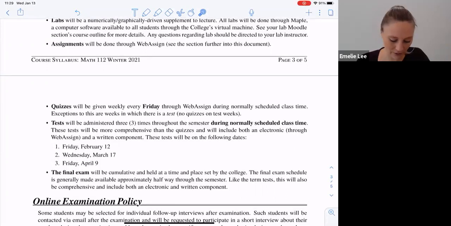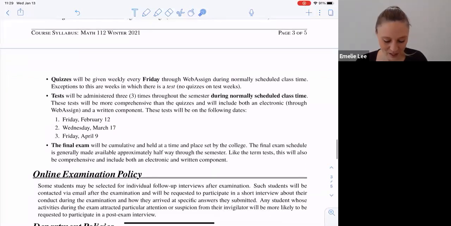I have picked dates for the tests. February 12th, right before reading break. And then Wednesday, March 17th, St. Patrick's Day. Fun. And then April 9th, nothing special. February 12th is my mom's birthday, but that doesn't really apply to you guys. But for me, all of them are kind of special.